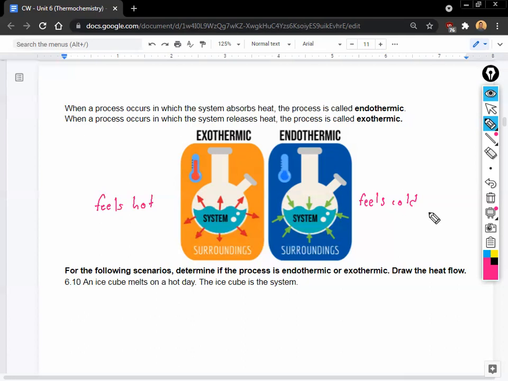Okay, so those are two terms that you'll have to know because there are different types of chemical reactions. Every chemical reaction is a bit different. Some of them will release energy, exothermic, and some of them will absorb energy. They'll be endothermic.